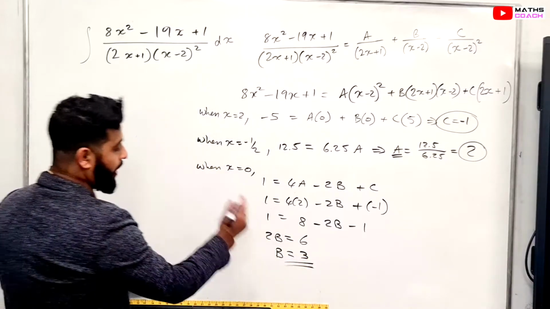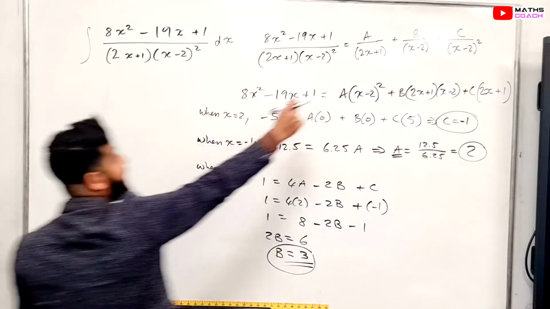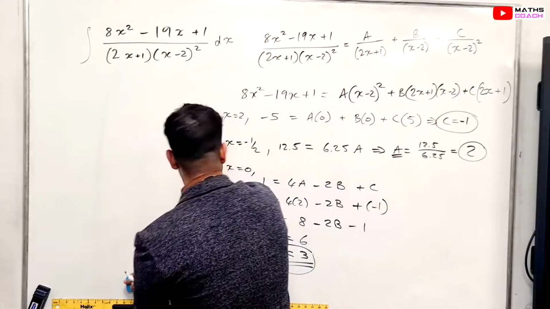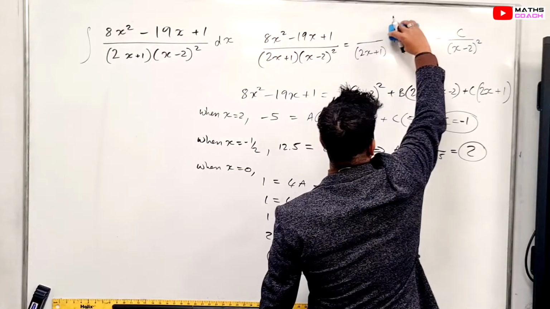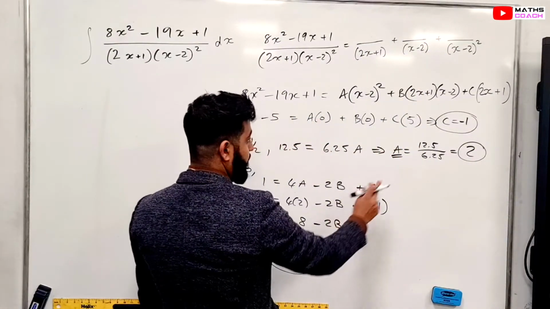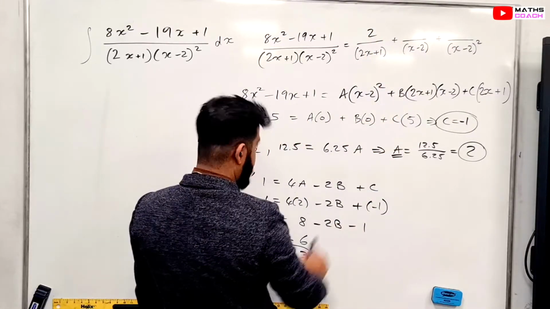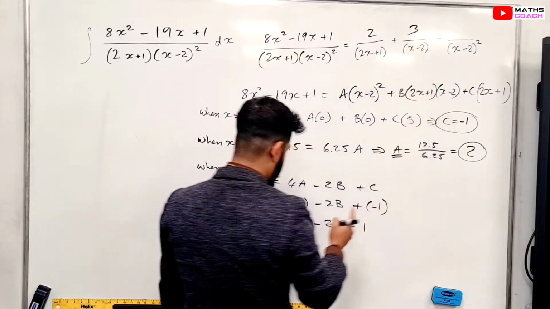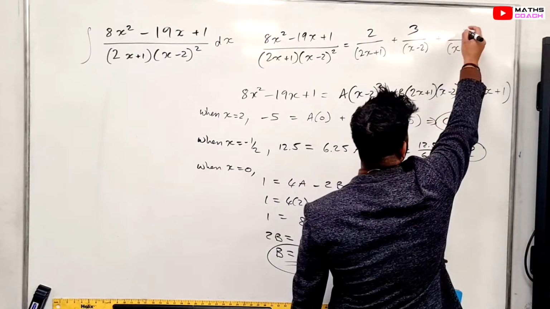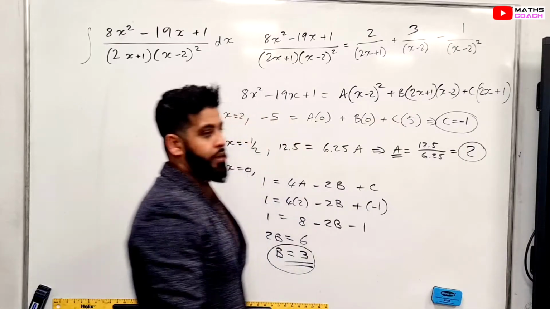So now that we've got our values of b, a, and c, we can go back here and substitute them in. So if I just replace all of them with their corresponding values. So a is 2, b is 3, and c is minus 1. Now, this is going to change, and that can just be minus 1.